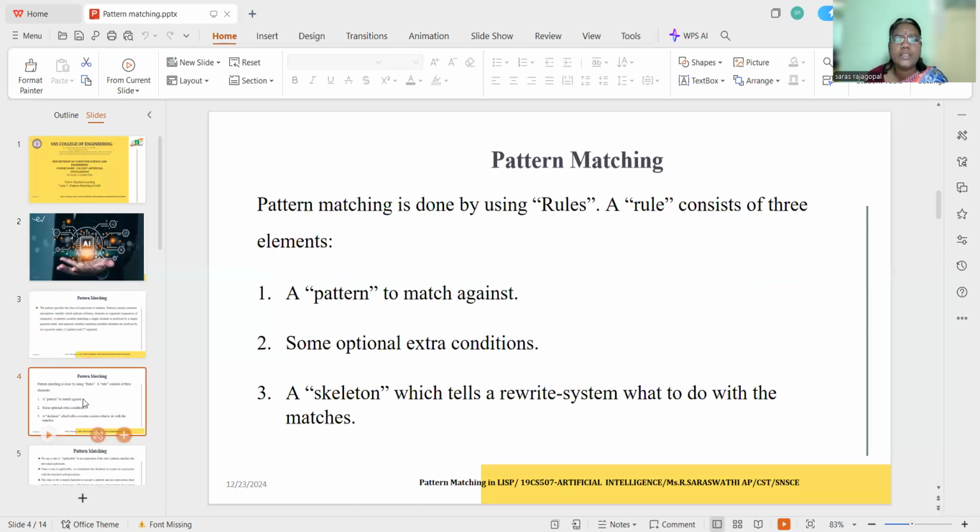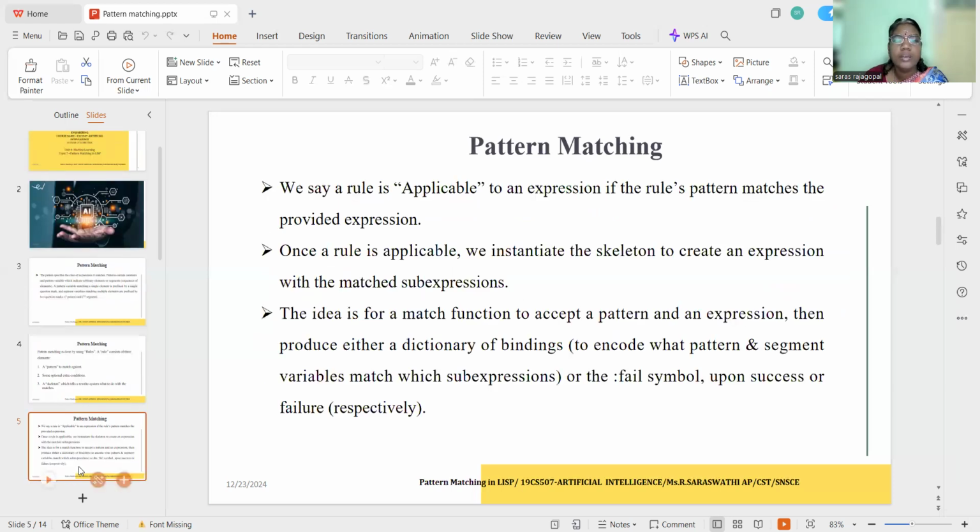Pattern matching is done by using rules. The rule consists of three elements. The first one is a pattern to match against. The second one is some optional extra condition. The third one is a skeleton, which tells the rewrite system what to do with the matches. We say a rule is applicable to an expression if the rule's pattern matches the provided expression. Once the rule is applicable, we instantiate the skeleton to create an expression with the matched sub-expressions.